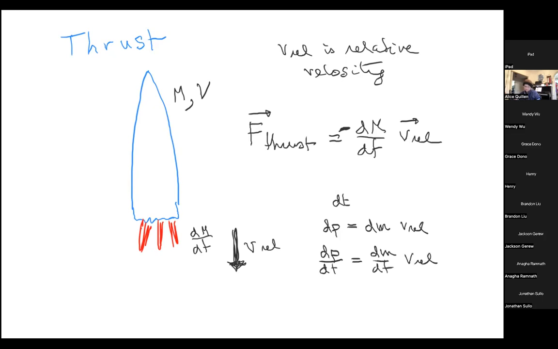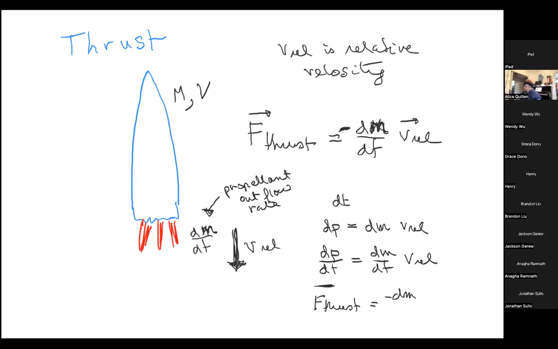I wrote it as big M here. Probably I should be consistent and write dm with the little m instead of big M. So this is the propellant outflow rate. Since this is the force you need to accelerate the propellant so that it's at this relative velocity with respect to the rocket, there has to be an equal and opposite force. And so the thrust is actually the same thing.